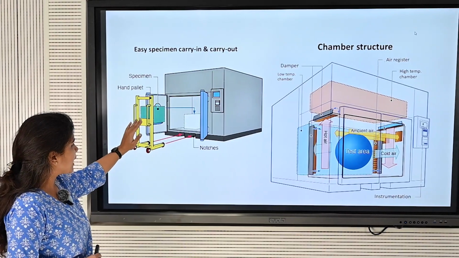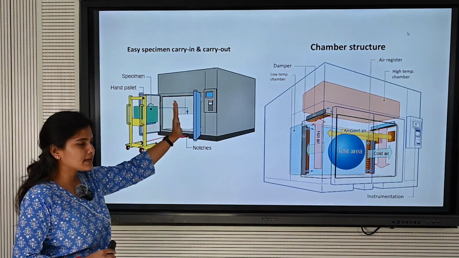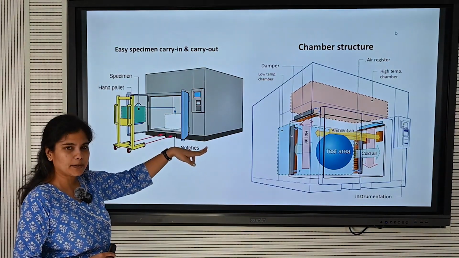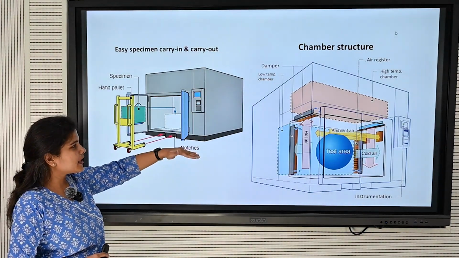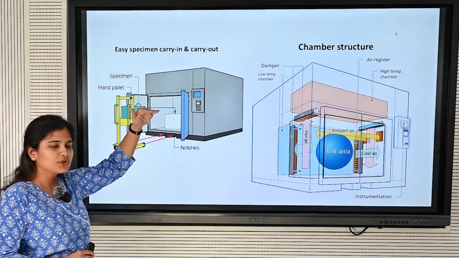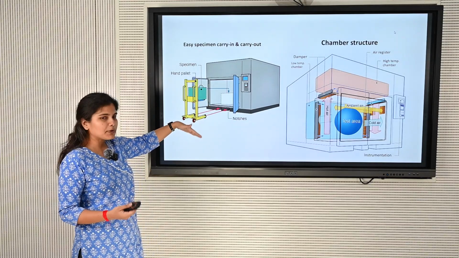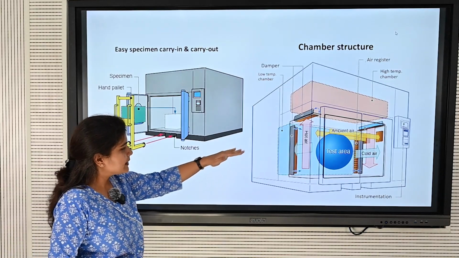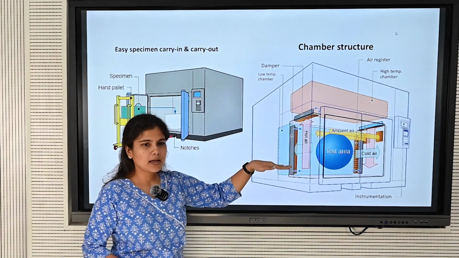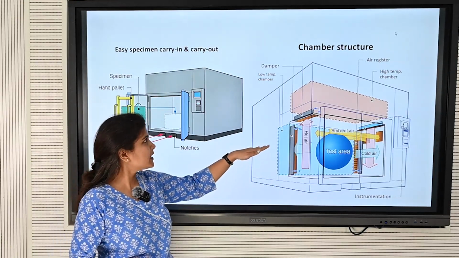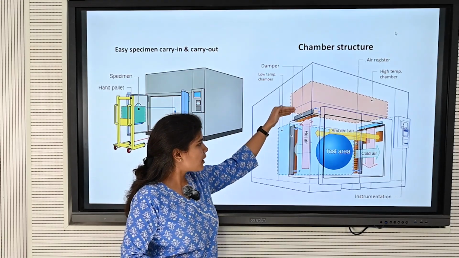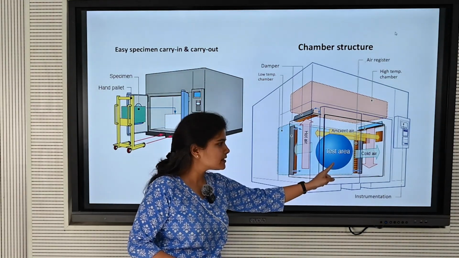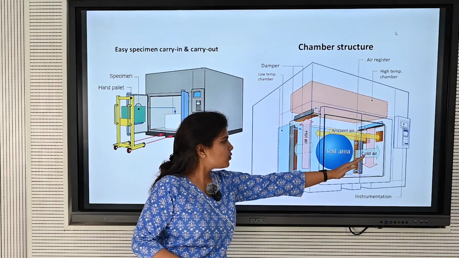This is the hand pellet. Once I put it, I push it inside and then it goes inside. So these are the walls which are insulated by air. These are generally quite huge in structure, so that the test can be performed, and all these are mostly long duration tests. And this is what the inside of a test chamber looks like. So here you have the hot air coming. This is the test area where I have put my device inside. This is where the cold air goes out.